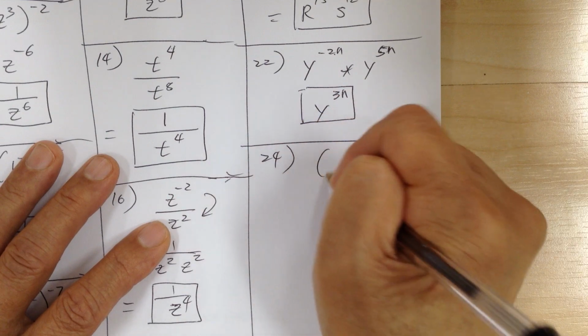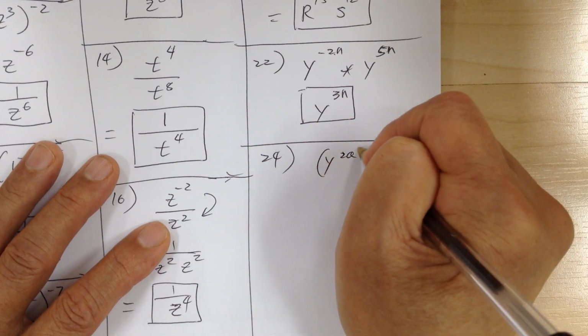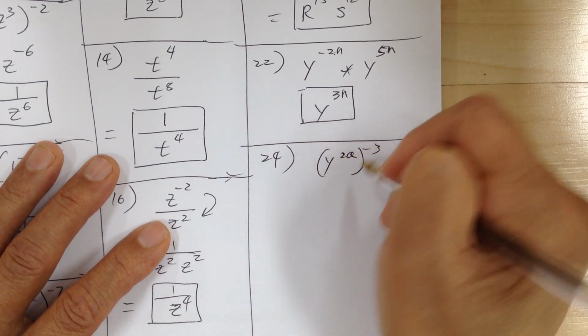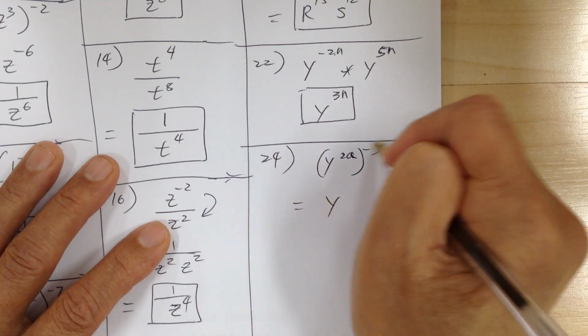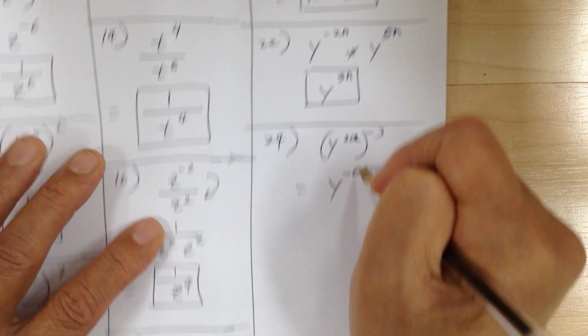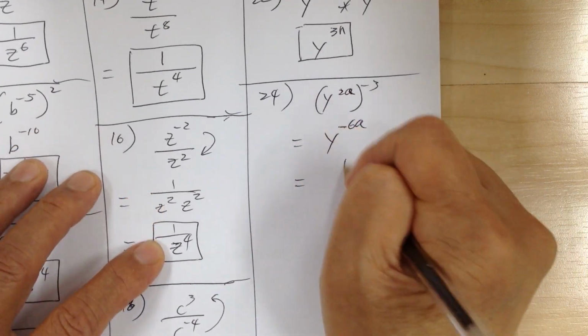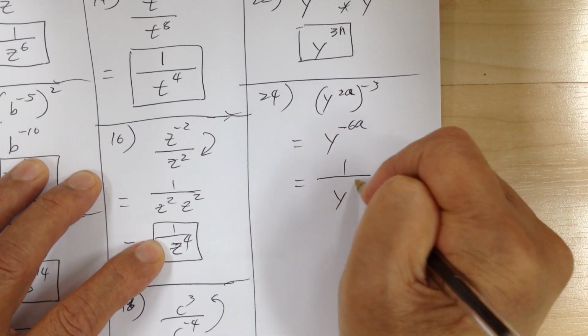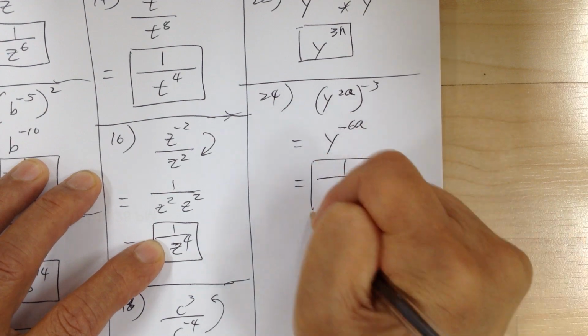Okay, 24, you got y to the 2a to the negative 3. So this will equal, again, apply the power rule, so you multiply, so you're going to get negative 6a. And then you use the negative to flip things over, so it'll be 1 over y to the 6a. Okay, and that's it.